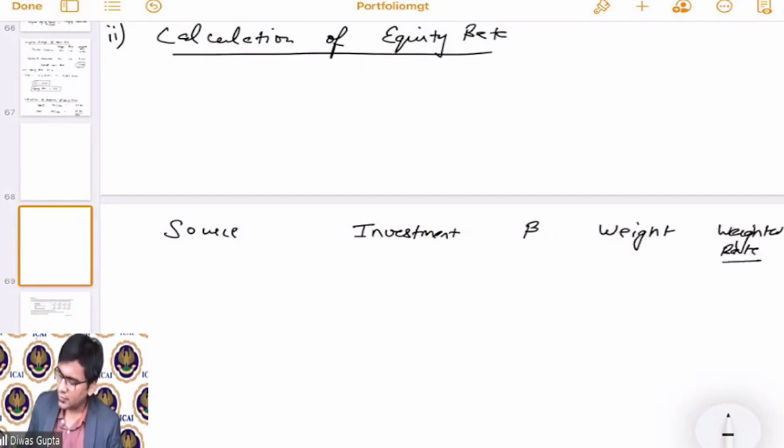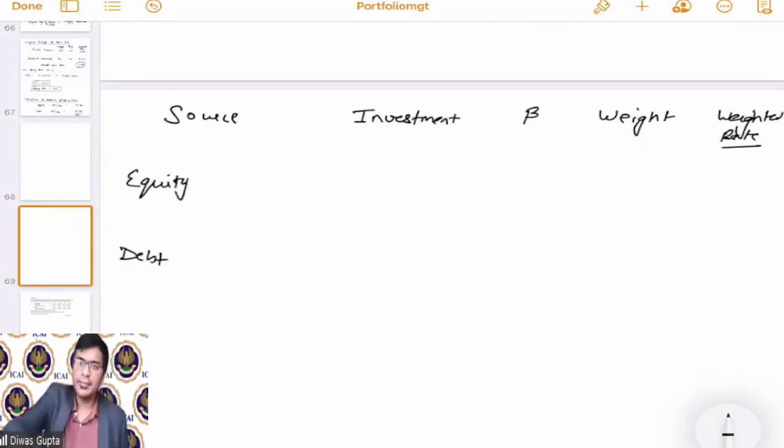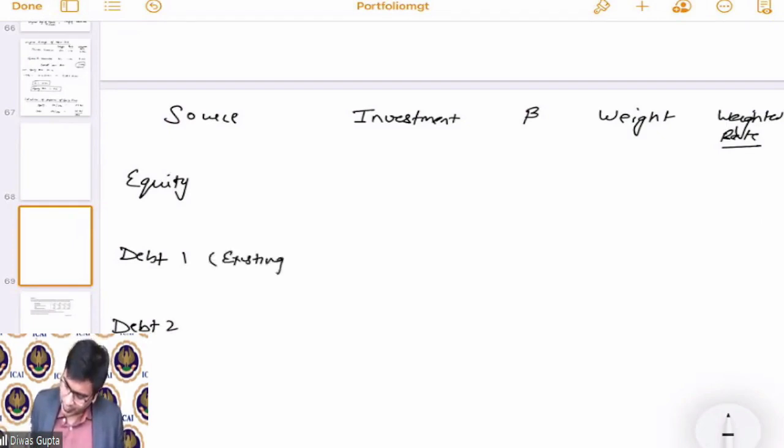Let us see what all items are there. So first of all, there is equity, there is debt 1, and then there is debt 2. Okay, so there is equity, debt 1 and debt 2. Debt 1 is the existing debt and this is the new debt. Okay, so existing debt. Now let us go to the investment part first.